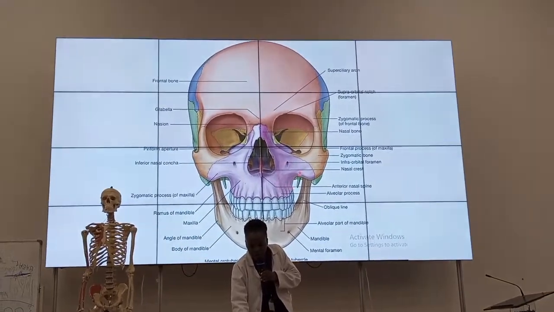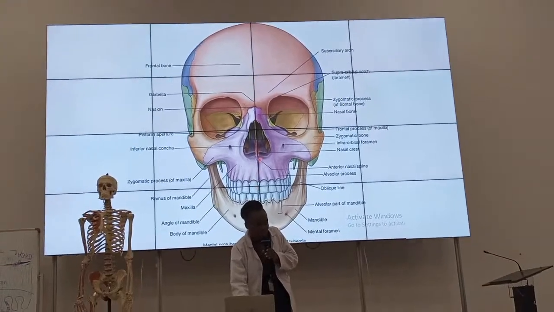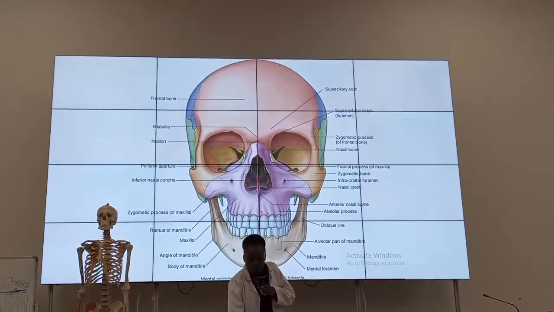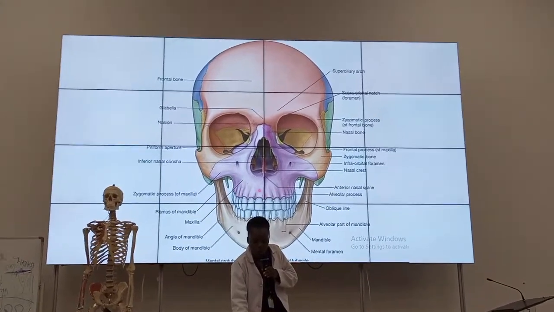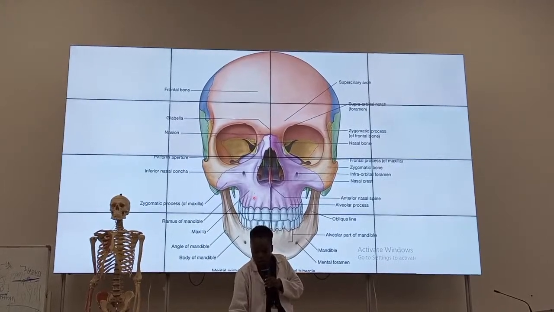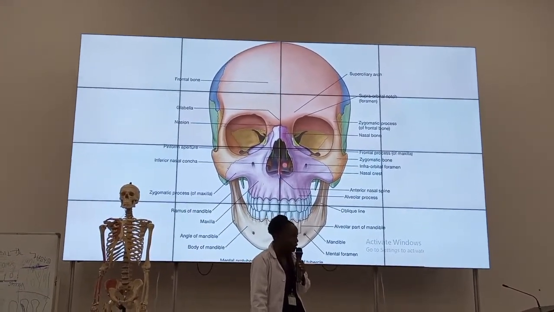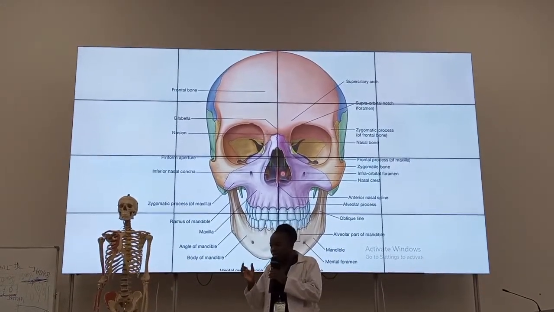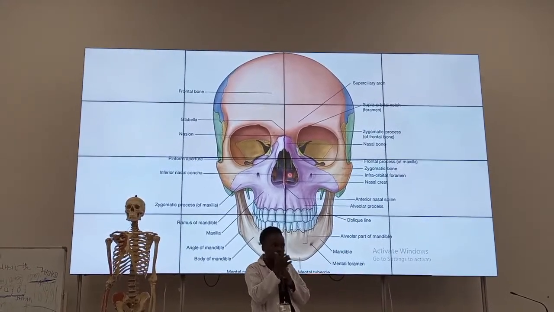Of the same bone. Okay, so we have this bone and that bone which are fused right in the center. So we are saying that this portion is called the maxilla. The two make up the maxilla because they are two, right? Yes. This is the bone that makes up the upper jaw.